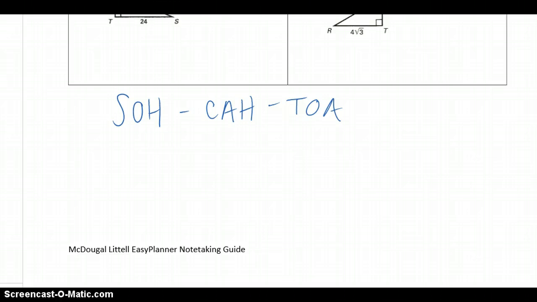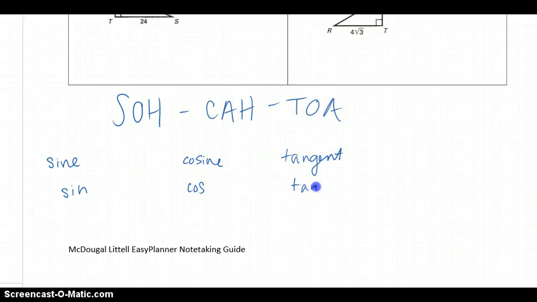So repeat these after me. Sine, if you see the whole word, it's spelled S-I-N-E. We abbreviate it S-I-N. We do not say sin, we say sine. I will correct you if you say sin. It is sine, okay? Cosine, C-O-S-I-N-E. We abbreviate it C-O-S. Don't say cos, it's cosine. And tangent, spelled like it sounds, we just abbreviate it tan. So sine, cosine, and tangent, we write them S-I-N, C-O-S, and T-A-N.